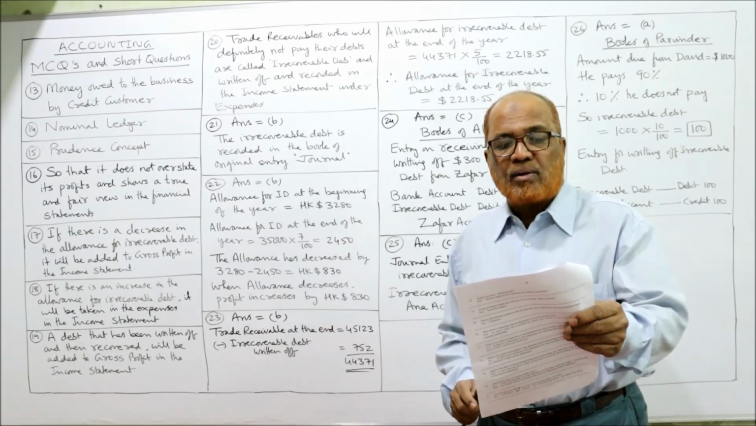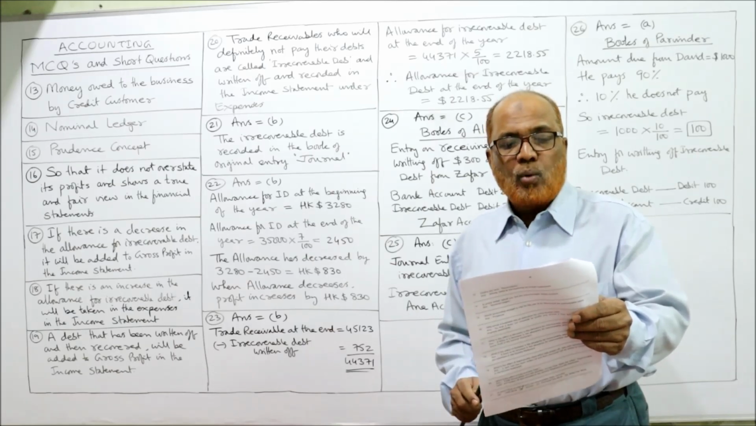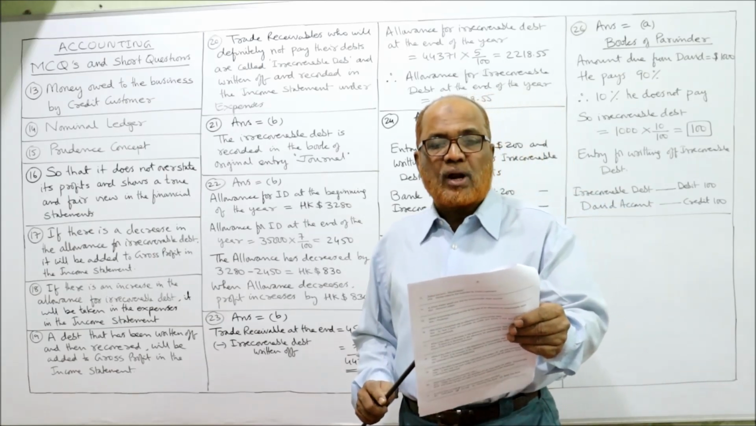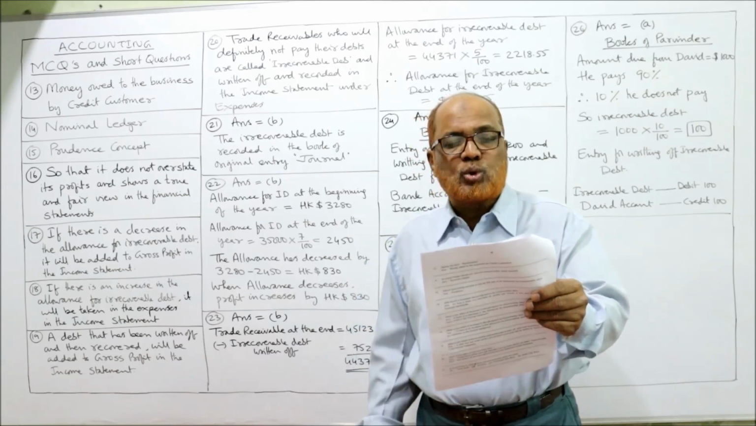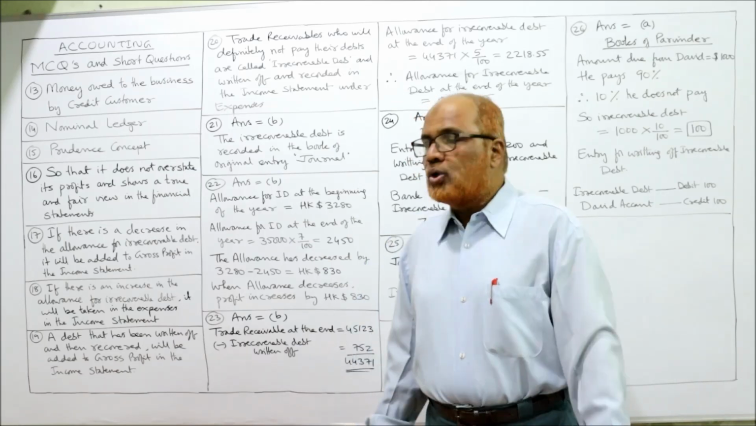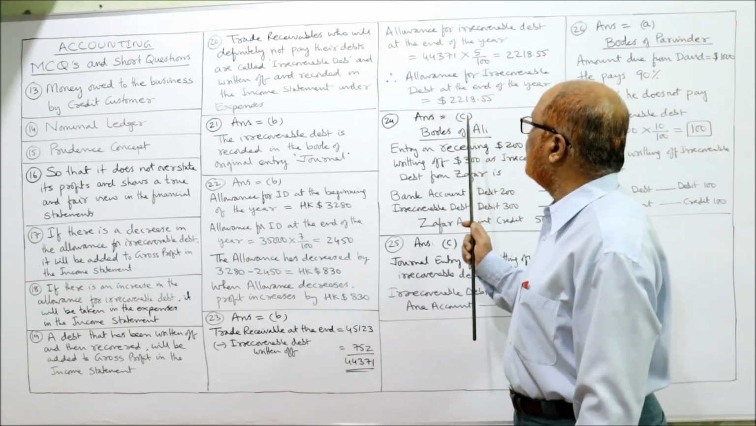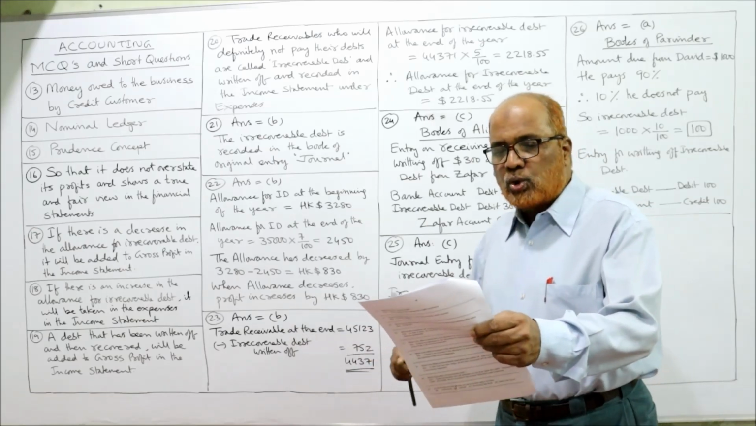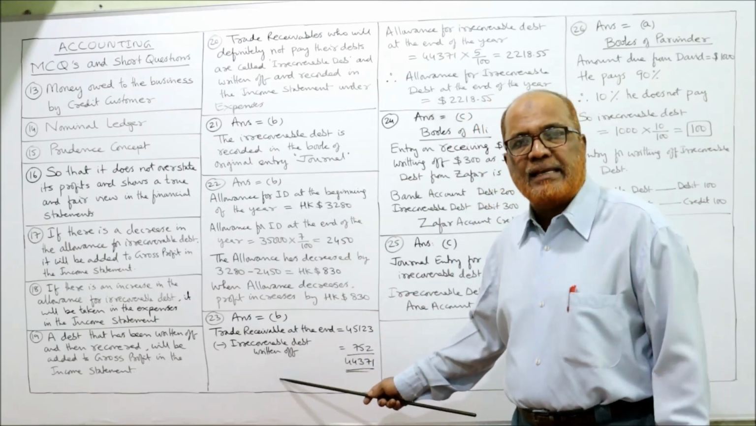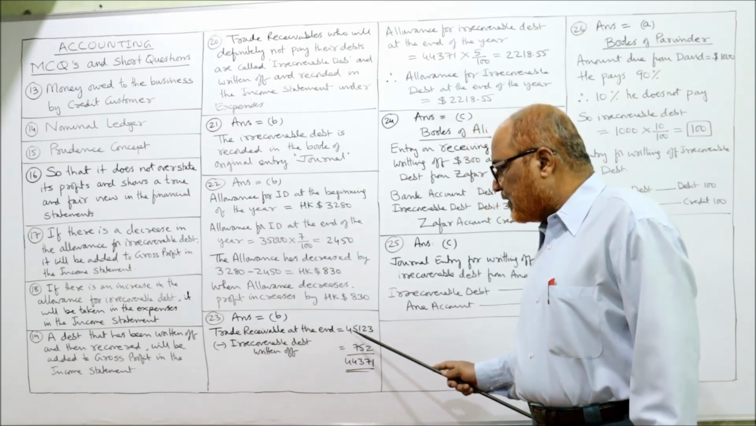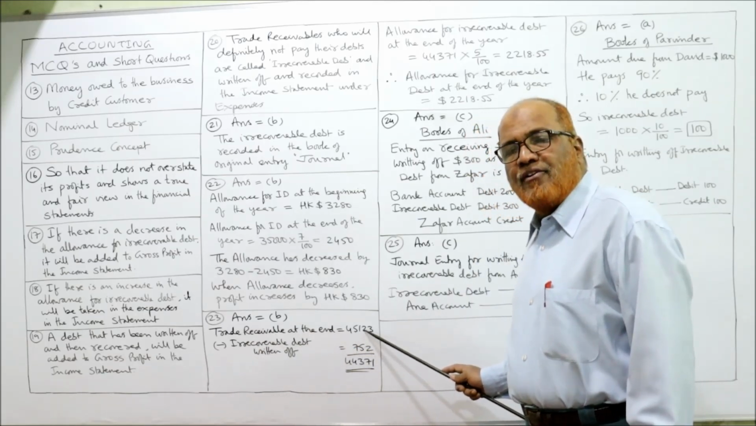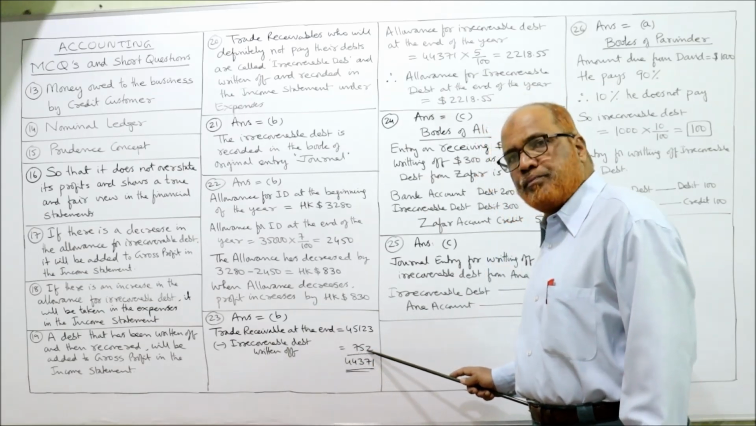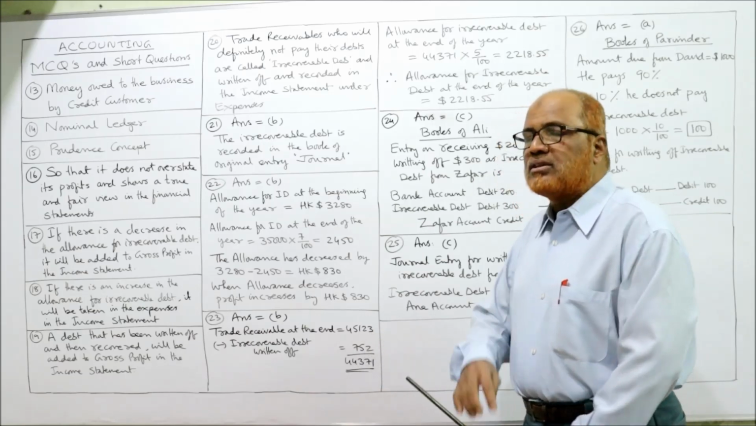An allowance for irrecoverable debt of 5% is required. Which is the correct entry for allowance for irrecoverable debt? A, B, C, D, four answers are given. The B answer is correct, 2,218.55. How did we get this 2,218.55? I am showing the calculations. Trade receivables at the end of the year are 45,123. From this we deduct irrecoverable debt 752, written off. So 44,351.